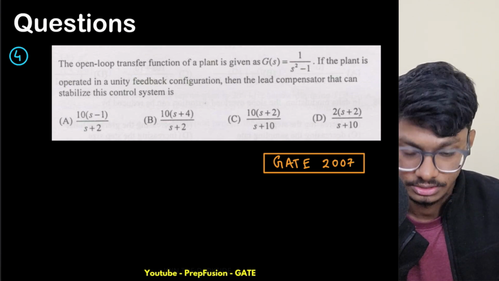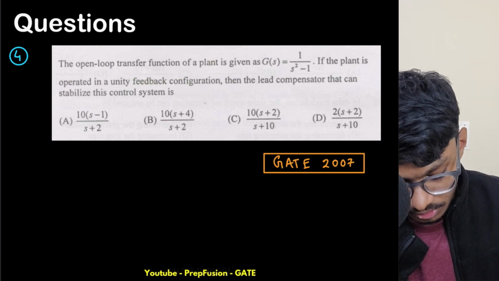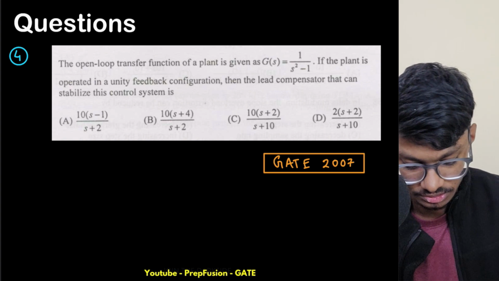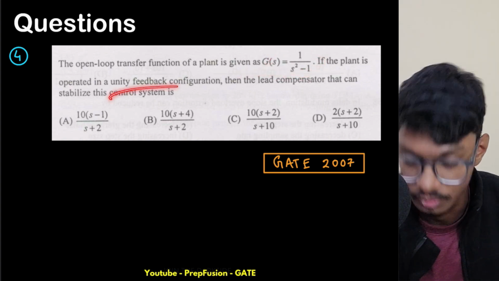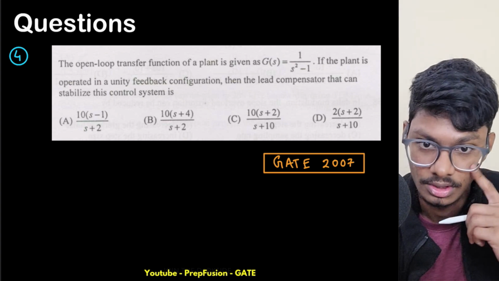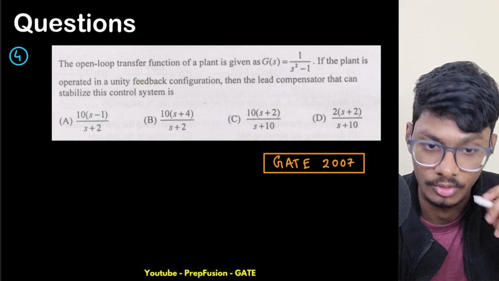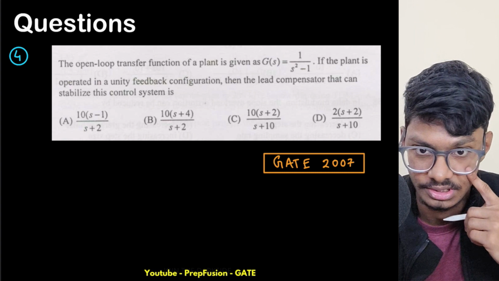So let's start with this question. Here they are talking about stabilizing the system. The system is currently unstable because if you write the closed loop transfer function of a unity feedback, it will be 1 by s square. So 1 by s square is obviously unstable because we have two poles at the origin, right?